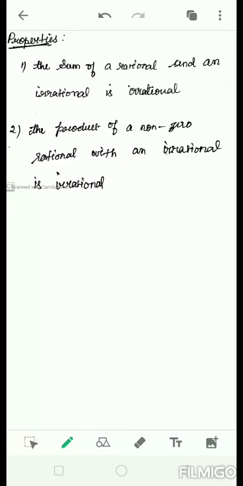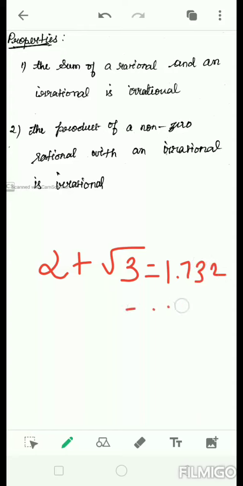But here the first property is that the sum of a rational and an irrational is irrational. For example, I give you one number, 2 plus root 3. I'm saying that 2 plus root 3 is irrational. How is it irrational? We all know the value of root 3. What is the value of root 3? 1.732 etc. It goes on endlessly because root 3 is an irrational number.